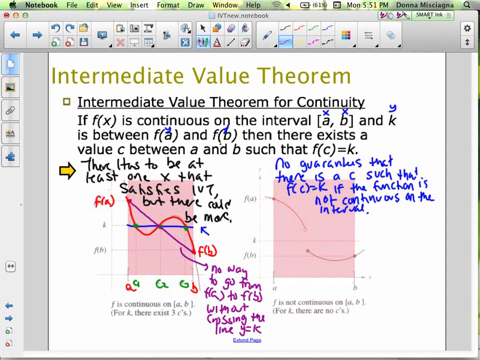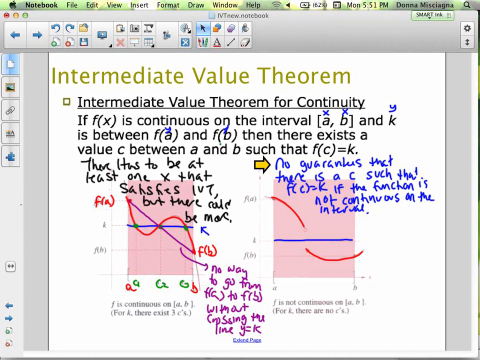But there's, and my little arrow is going to move now. So it's going to point to where we're reading. There's no guarantee that there's a c such that f of c equals k if the function is not continuous on the interval. Because I could start here, and then I'm stopping, and I'll pick up over here, and look at that. Oh, I missed k altogether. Here's k. Poor k, he was missed.